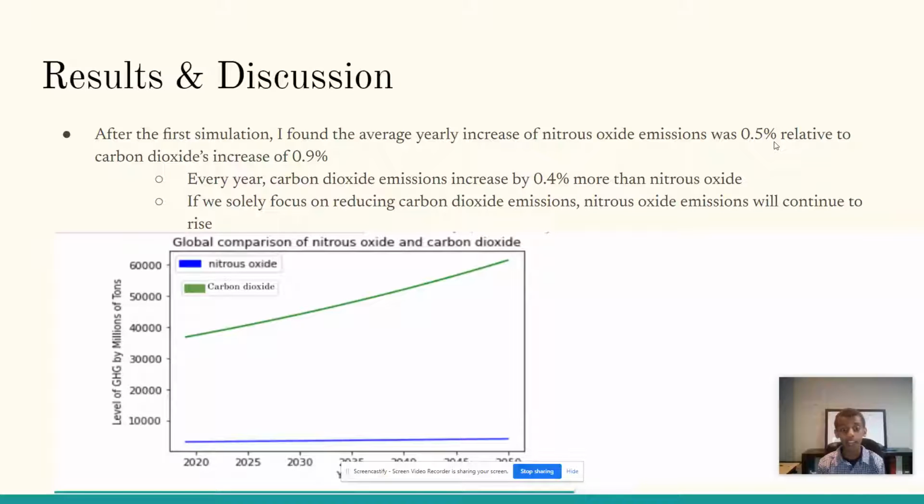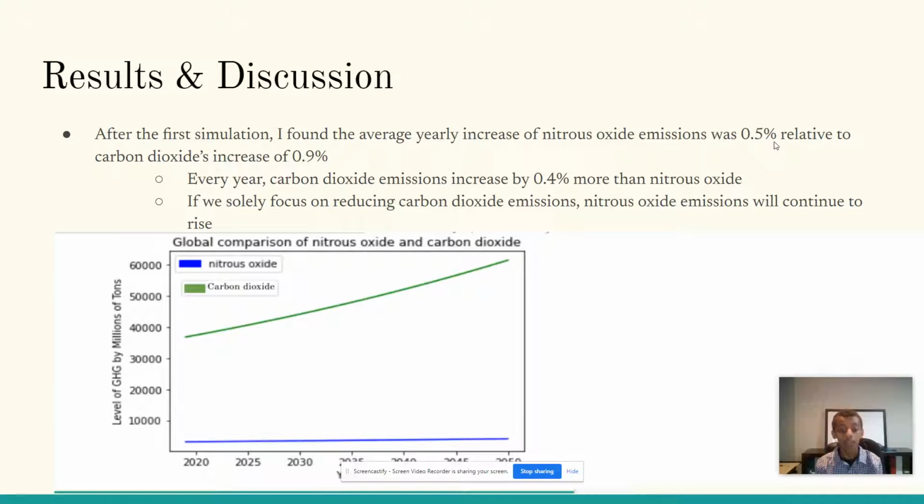After the first simulation, I found the average yearly increase of nitrous oxide emissions was 0.5%, relative to carbon dioxide's increase of 0.9%. Every year, carbon dioxide emissions increase by 0.4% more than nitrous oxide. While there is still a variance between the carbon dioxide and the nitrous oxide yearly increase, nitrous oxide is still 300 times more potent. If we solely focus on reducing carbon dioxide emissions, nitrous oxide emissions will continue to rise.